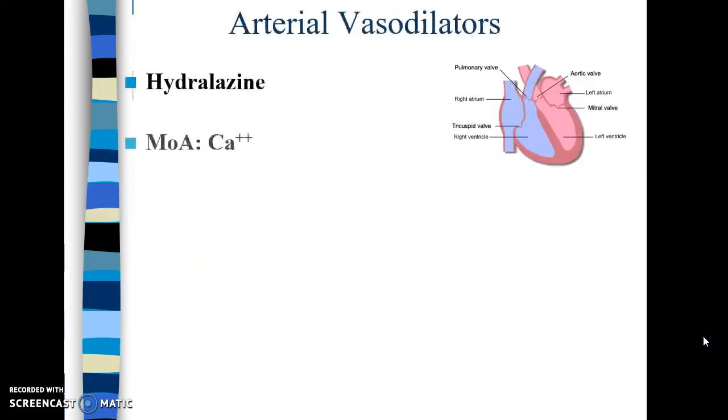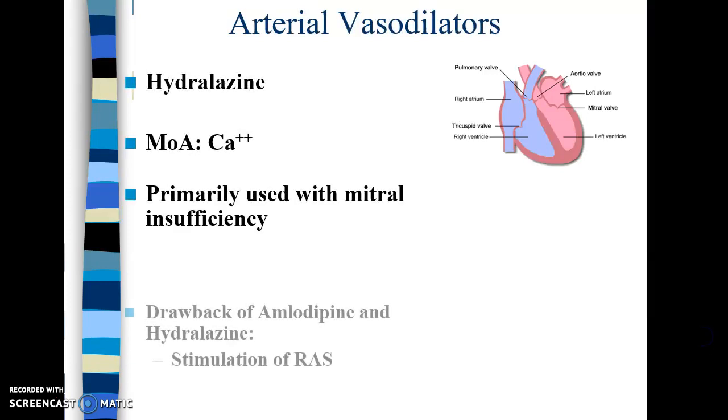So hydralazine is the other arterial vasodilator that we're going to talk about. Its mode of action hasn't been completely defined. It does have to do with calcium. It's not so important that you know that, but I can't really explain exactly how it works. But anyway, it basically reduces the availability of calcium in one way or another. We use it primarily for mitral valve insufficiency. So this is our case study 3 that we're talking about. So it should be somewhat familiar to you.